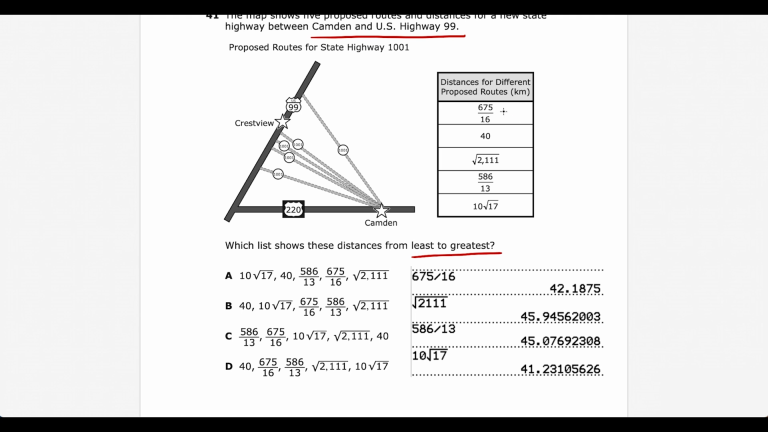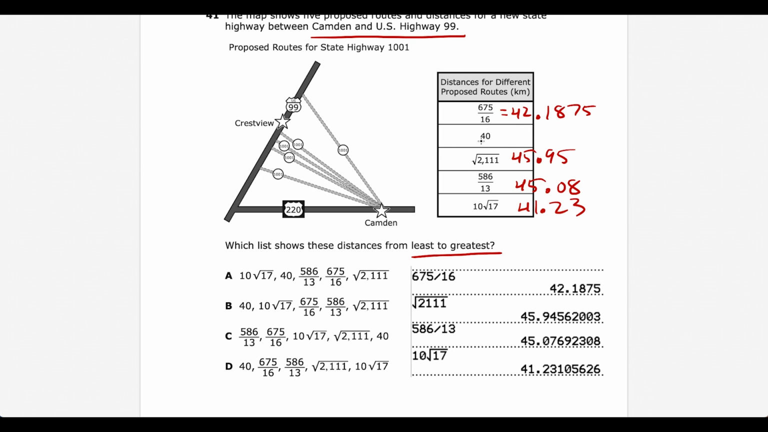So if I were at this test here, I would just actually write these in. This is 42.1875. 40 is just 40. And then the square root 2111, so we have 45.95 over here. And then 586 over 13 is going to give us 45.08. And then 10 square root of 17 is 41.23. So we want from least to greatest.